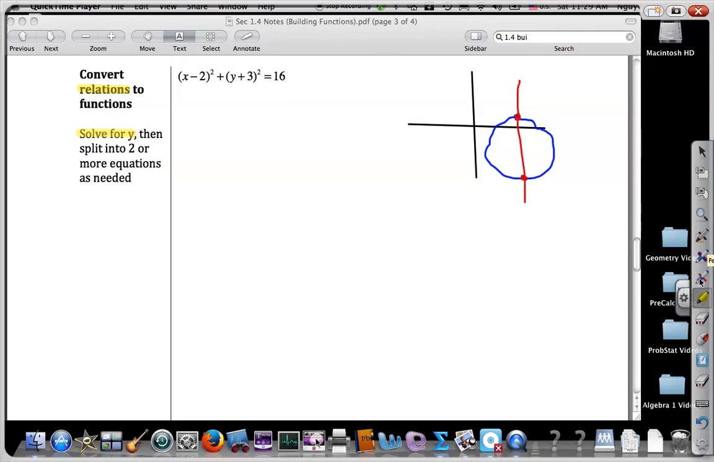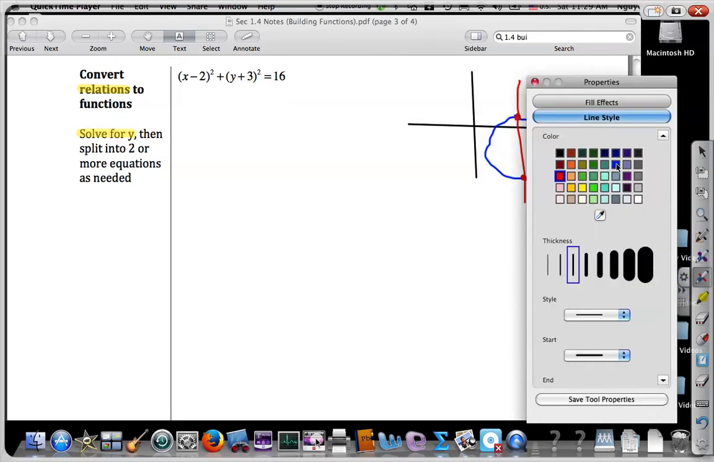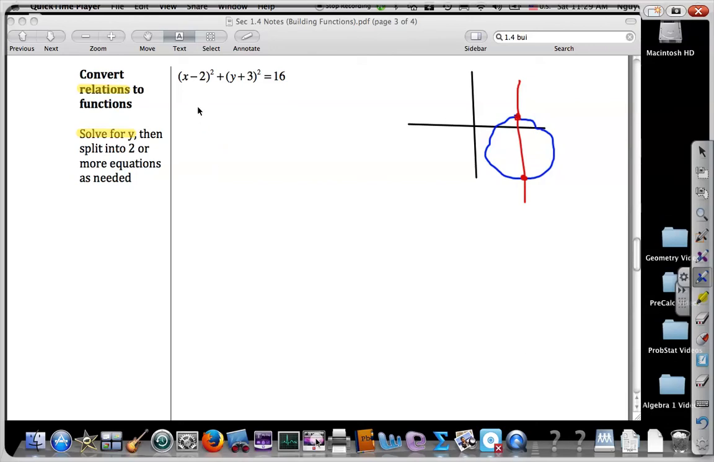And so let's get started by solving for y. To solve for y, the first thing I'm going to do is take this entire expression here, (x - 2)^2, and just move it to the other side. So I'm going to get (y + 3)^2 is equal to 16 minus (x - 2)^2. So that entire term moves over to the right side.